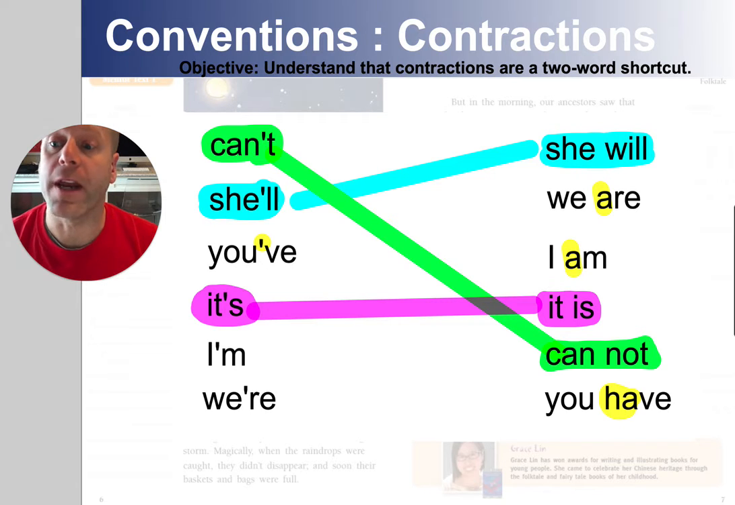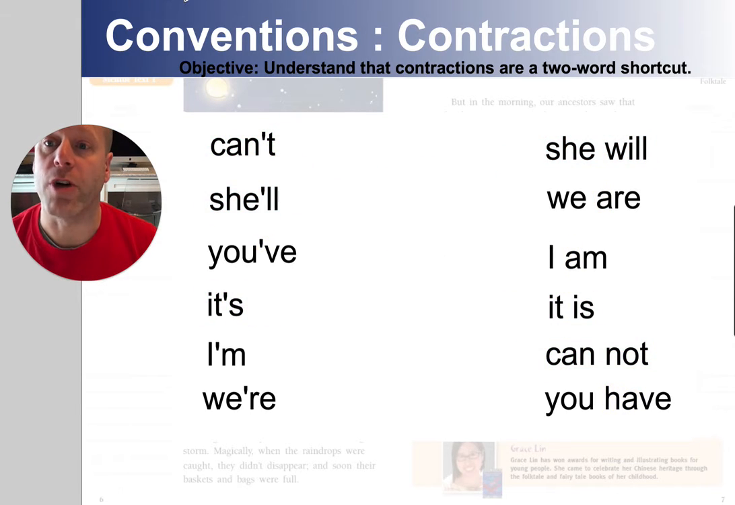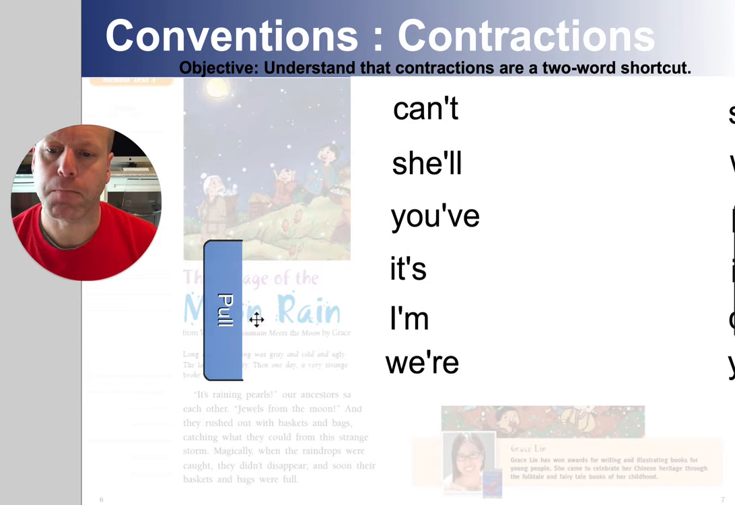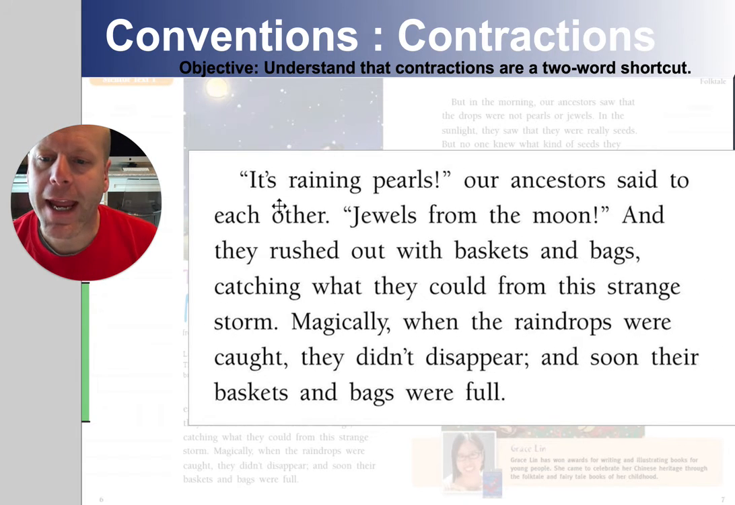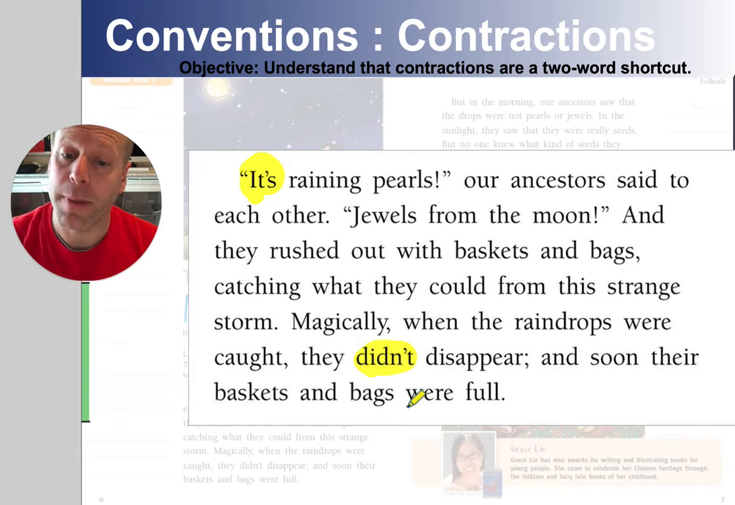So today, when we were reading, I found one of these contractions. I want to show it to you, and then I want you to do a little work with contractions for me, okay? So here's the contraction I found when we were reading together. It's raining jewels. It was the first word in the whole story. And then a little bit later, they said they didn't disappear. Two contractions right there in the first paragraph of our story. So I thought, what a perfect time to talk about contractions.